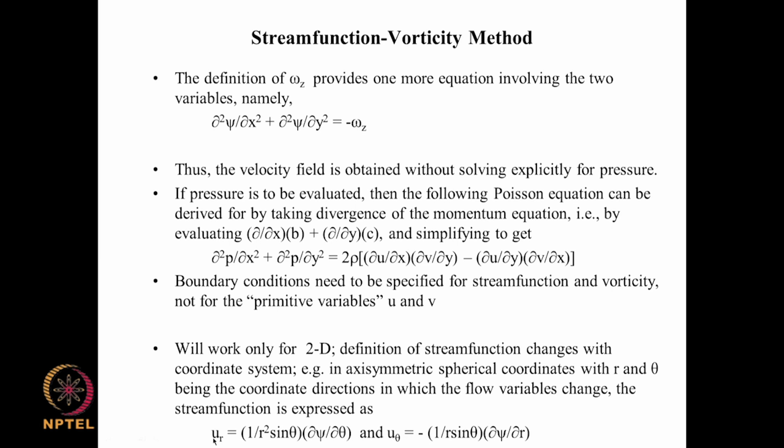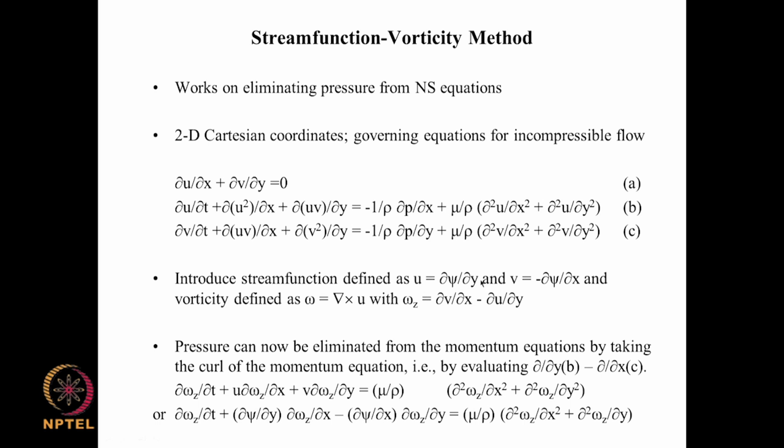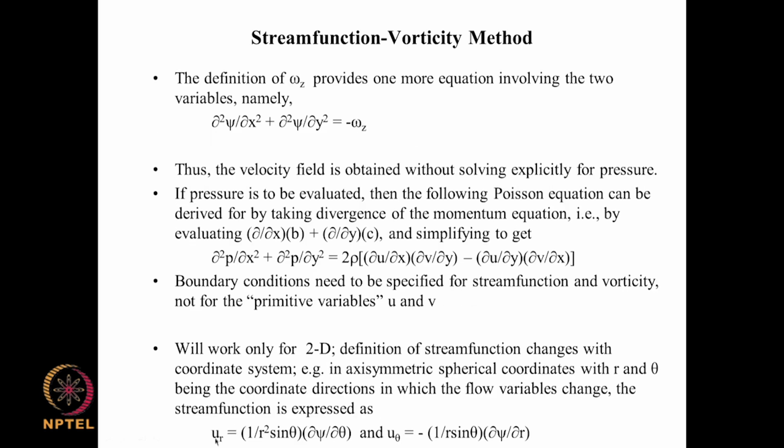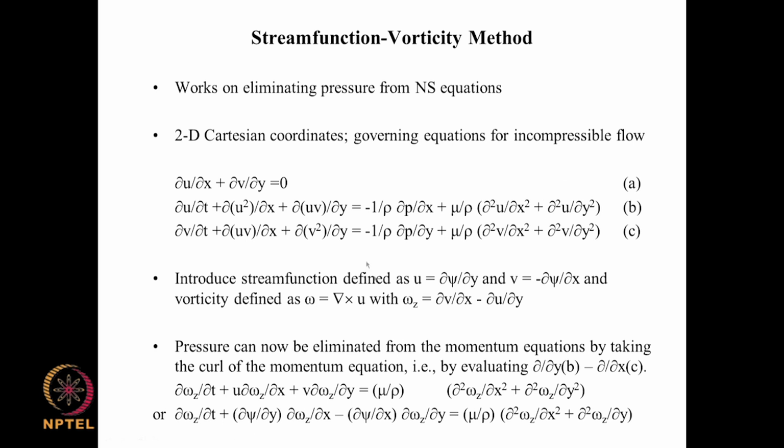The two non-zero velocities u r and u theta are linked to derivatives of the stream function in this particular way. Here we defined u as dou psi by dou y and v as minus dou psi by dou x, so that once you substitute into the 2D continuity equation for this flow, we can guarantee that the continuity equation is satisfied. For example, if you substitute here, you get dou square psi by dou x dou y, and if you substitute the other one, you get minus dou square psi by dou x dou y. So dou square psi by dou x dou y minus dou square psi by dou x dou y will be equal to 0. So the definition of stream function is such that the continuity equation is satisfied.